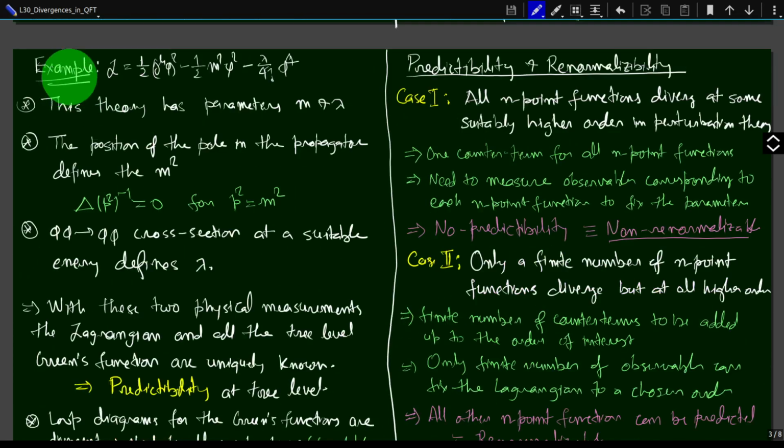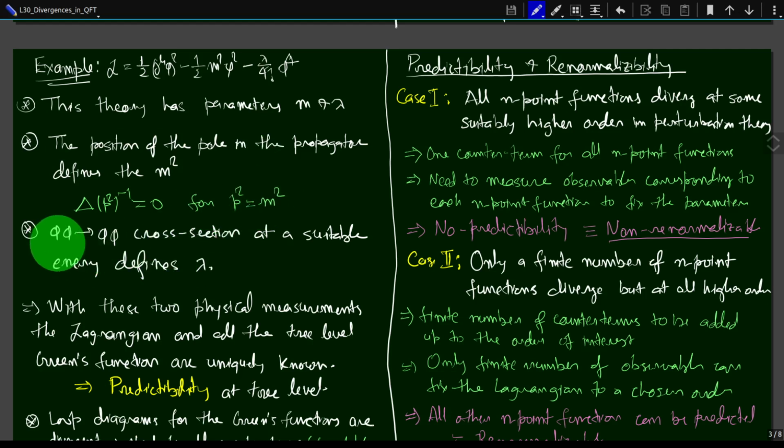The example we can consider is lambda phi 4 theory. This has two parameters, the mass and the coupling. These two define the theory uniquely. The position of the pole in the propagator defines the mass. You remember the pole is 1 by p square minus m square. So the zero of the inverse of the propagator is the definition of mass: whenever this is 0, that value of p square is the mass. This is how I define it, and this is how I measure the mass experimentally, so to say, looking at the pole in some resonance. So using one measurement, I can fix the mass.